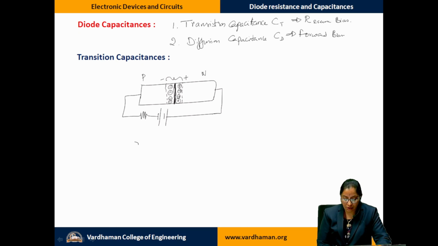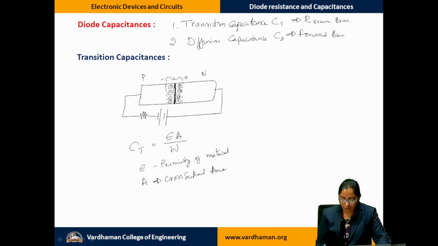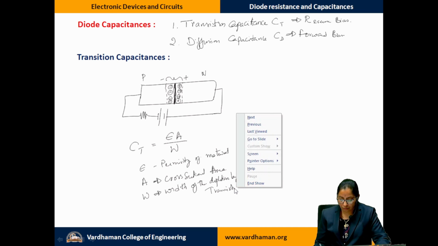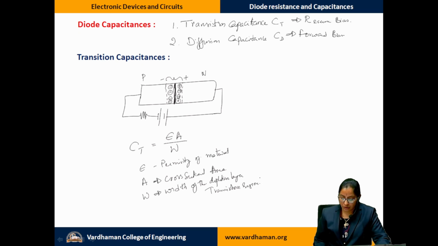As we represented, the transition capacitance is represented by CT, and when it is analyzed by taking the depletion layer into consideration, the equation comes out to be CT equals epsilon A by W, where epsilon is the permittivity of the material, A is the cross-sectional area of the device, and W is the width of the depletion layer, which we also call the transition layer or transition region. Alright, so this is how we have a transition capacitance exhibited, which is because of the depletion layer.